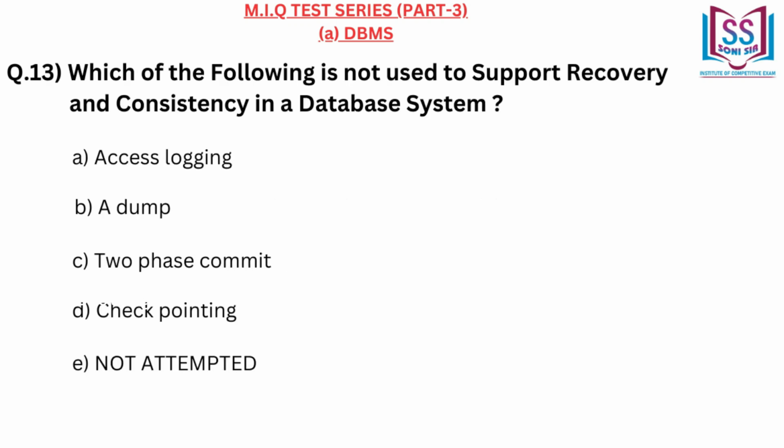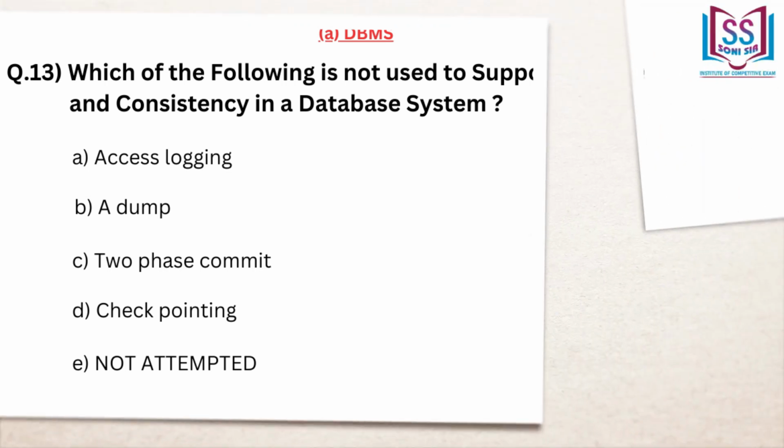Which of the following is not used to support recovery and consistency in a database system? A. Access logging. B. A dump. C. Two-phase commit. D. Checkpointing.